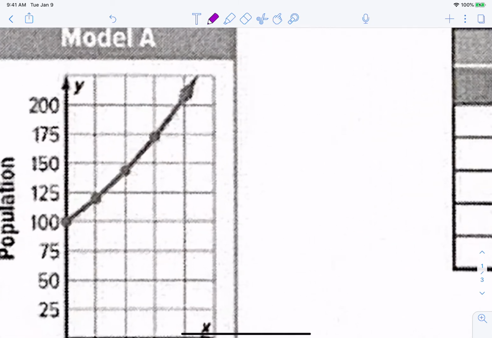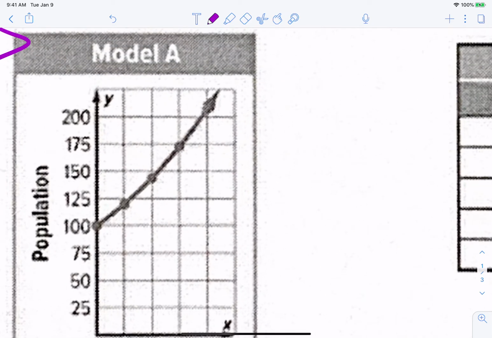Is this a linear function? Model A. Yes. No. Why not? It's not straight. It's not a straight line. Okay. So Chase asked me this one: how do you know that it's not a straight line? It kind of looks straight.